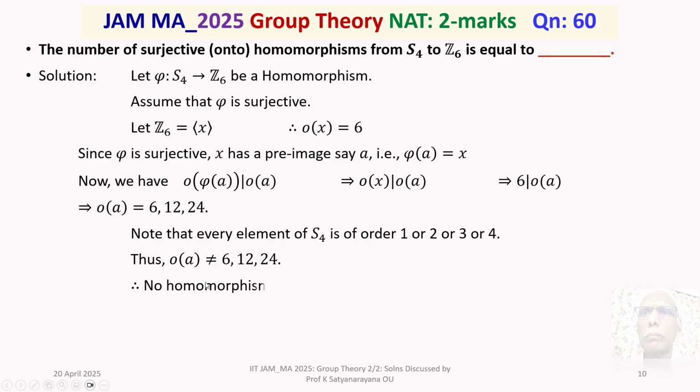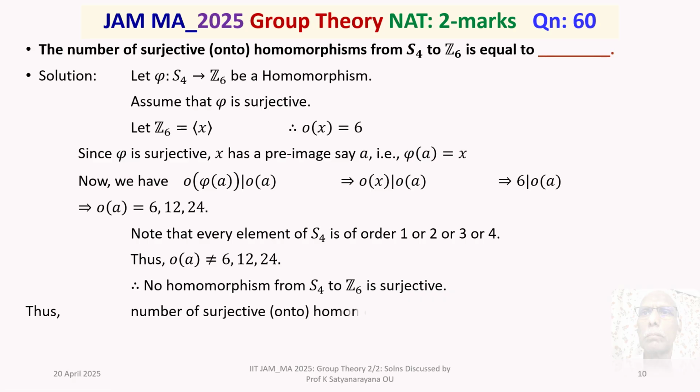Right. So, no homomorphism from S4 to Z6 is surjective, because your assumption is wrong. Therefore, no homomorphism from S4 to Z6 is surjective. Therefore, the number of surjective homomorphisms, that is onto homomorphisms, from S4 to Z6 is equal to 0. There are no onto homomorphisms from S4 to Z6. Therefore, the answer to this question is 0, and that is the detailed discussion of the solution of this problem.